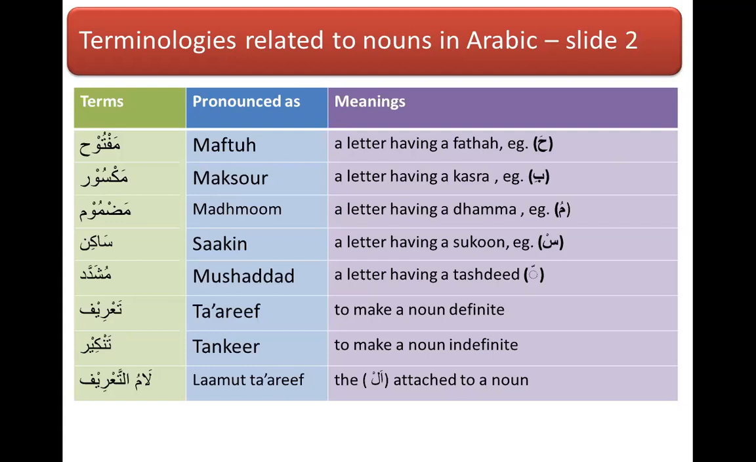Next term is ta'rif. The process of making a noun definite is called as ta'rif. Definite noun is called as ism ma'rifah. Next term is tankir. To make a noun indefinite is called as tankir. An indefinite noun is called as ism nakira.